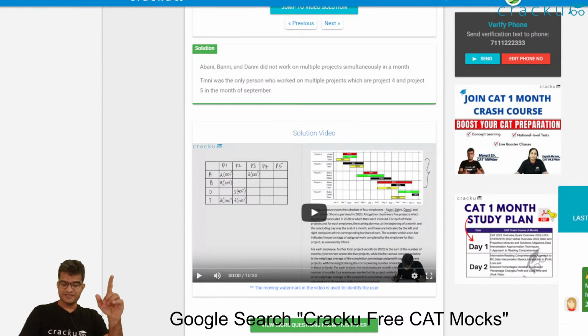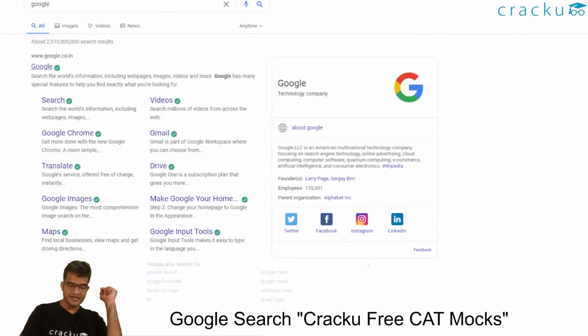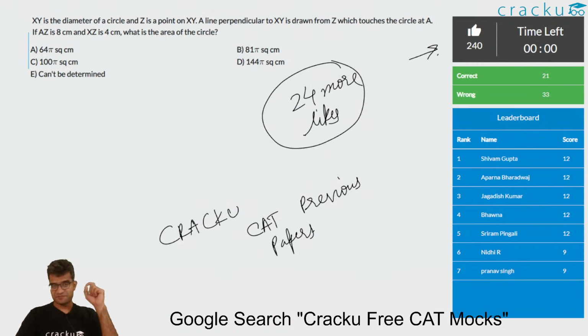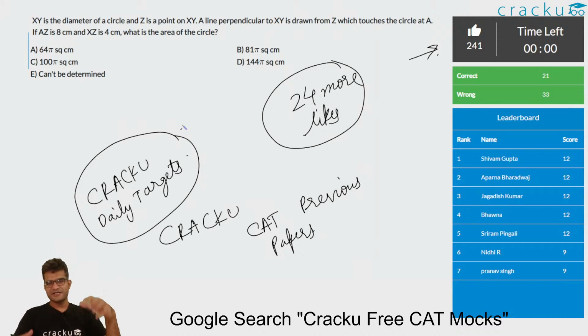Once you're done with these CAT previous papers, then I would recommend you to go to the Krakow daily target. Krakow daily targets are very, very good, especially in LRDI. So anybody who doesn't know, definitely go to the Krakow daily targets and try to solve the LRDI sets that are given there. All of them have video solutions, and they will also help you understand the different types of LRDIs that can actually be asked. And every day, thousands of people take our Krakow daily targets. So you should also try to check it out.